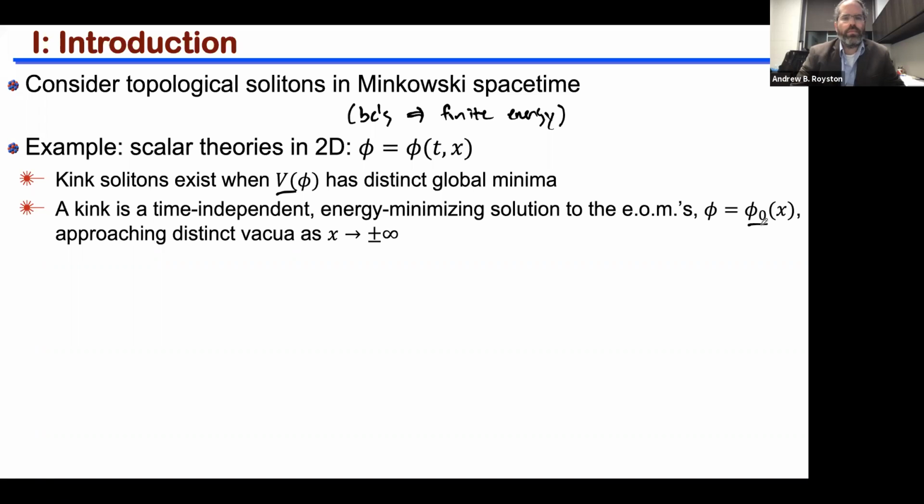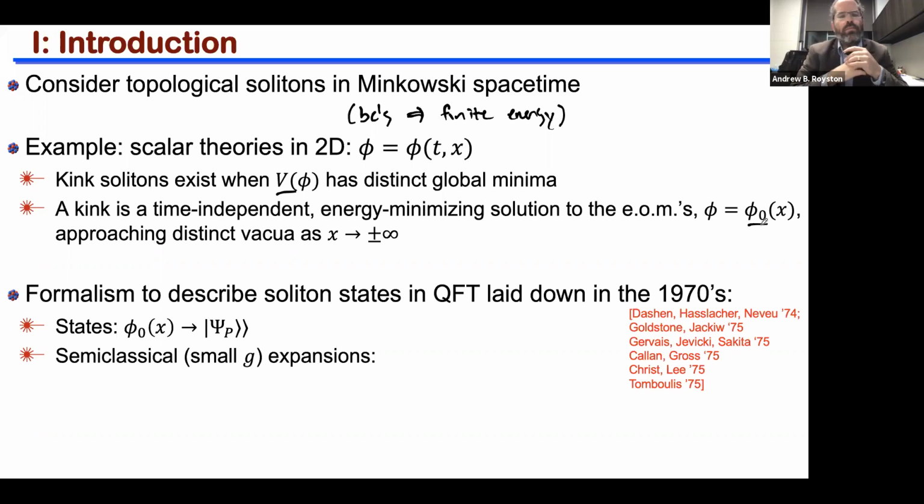Now, the formalism to describe soliton states in quantum field theory goes all the way back to the mid-1970s. And for this class of 2D models that I'll be talking about, soliton states are labeled entirely by an on-shell momentum P. And they'll be denoted by this capital Psi. So we're going to use a double angled bracket notation here for states in the Hilbert space of the QFT.